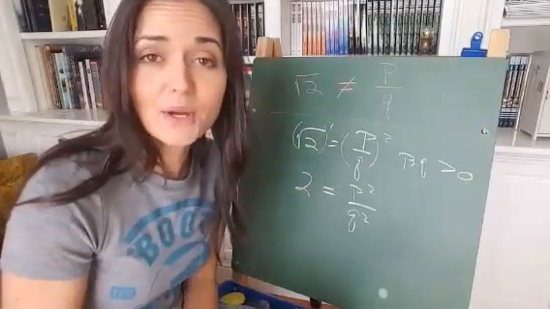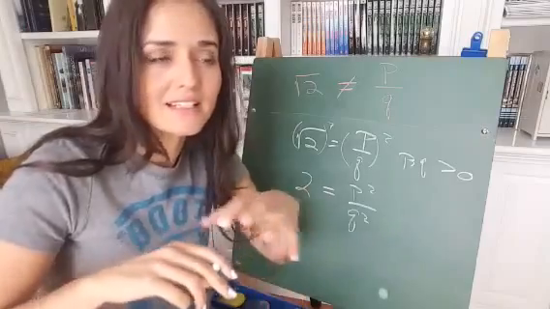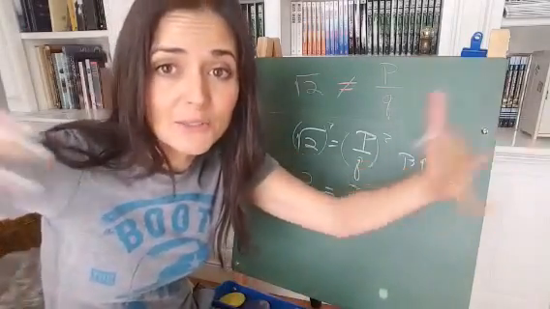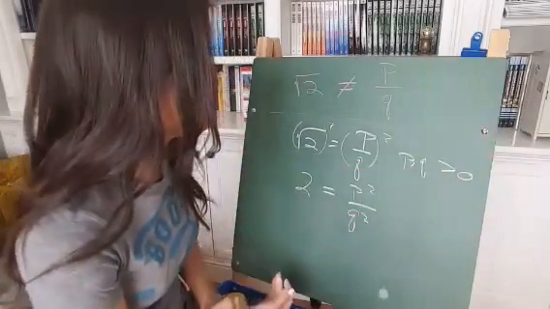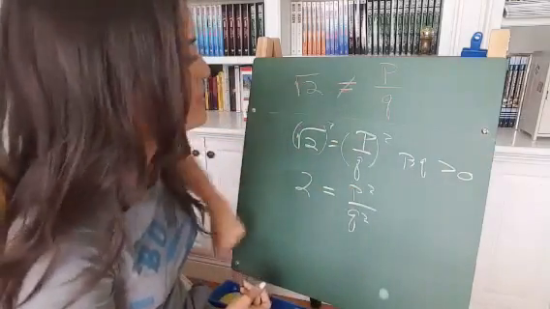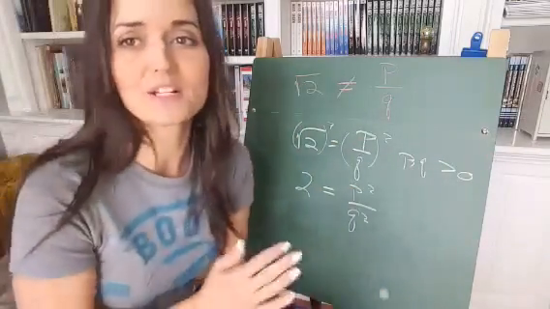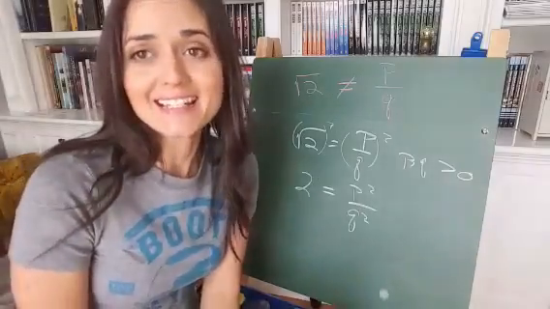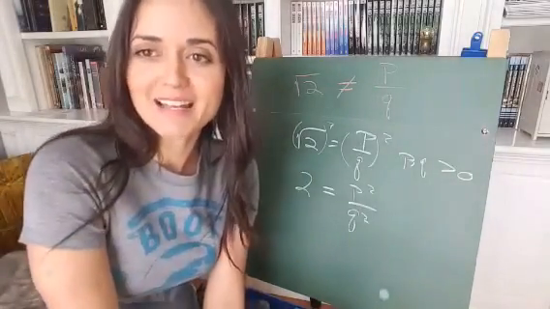Something I love about math is that you can prove things without having to touch on all the complications that would lead you to understanding that. So anyway, this is the proof that the square root of 2 cannot be written as a fraction, meaning the square root of 2 is irrational. So that is my proof for today. You guys have all been asking for it.